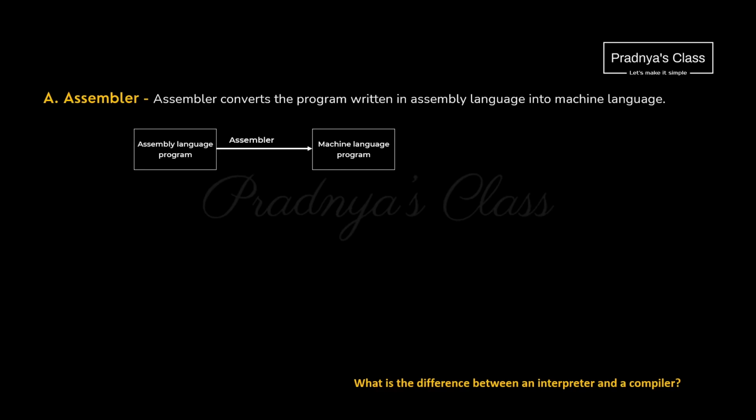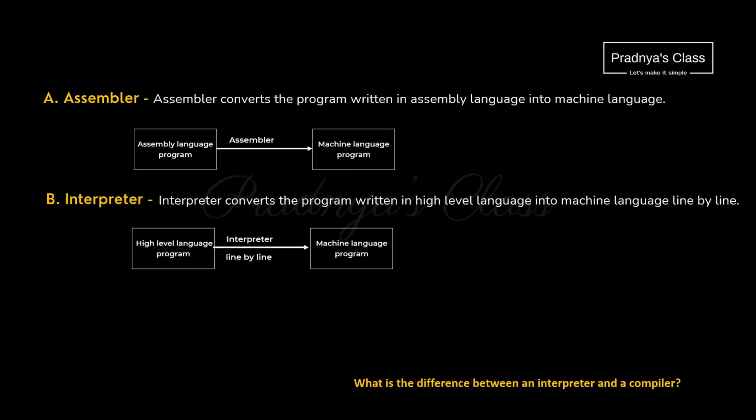Which language does a computer understand? It understands machine level language. That's why we need a translator which translates other languages to the machine level language. So the assembler will convert the assembly level language to machine level language. We have one more translator, that is nothing but the interpreter. Interpreter will convert high level language to machine level language.